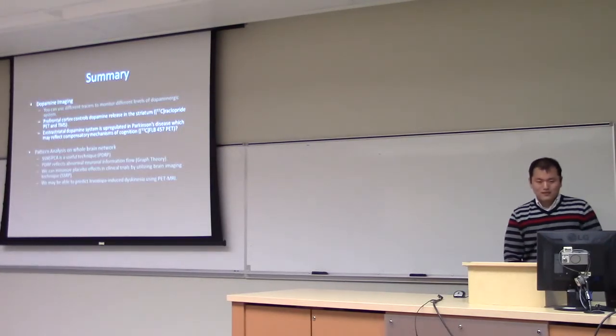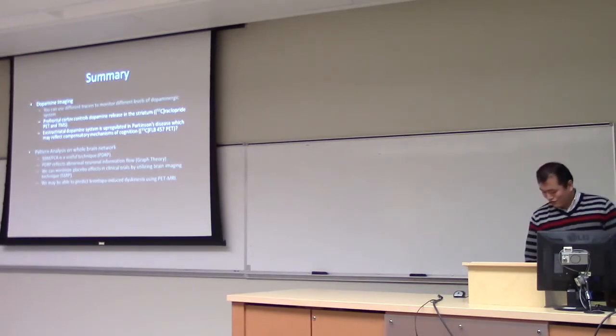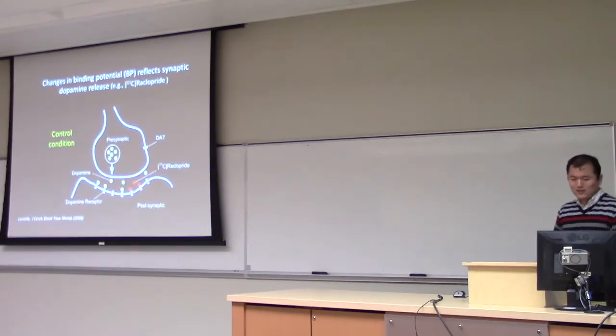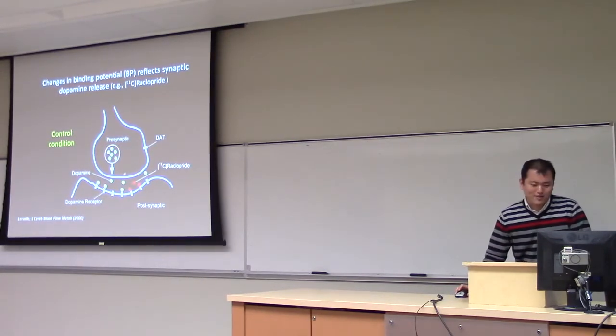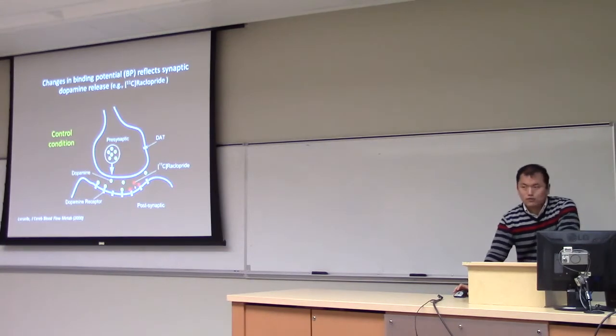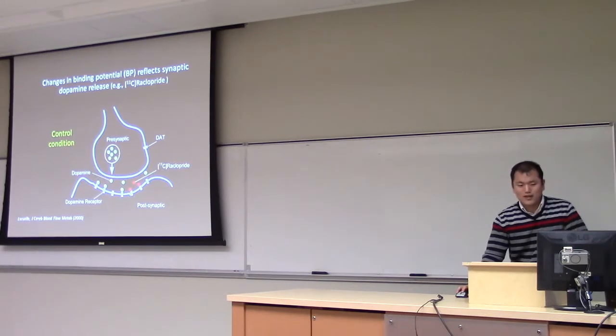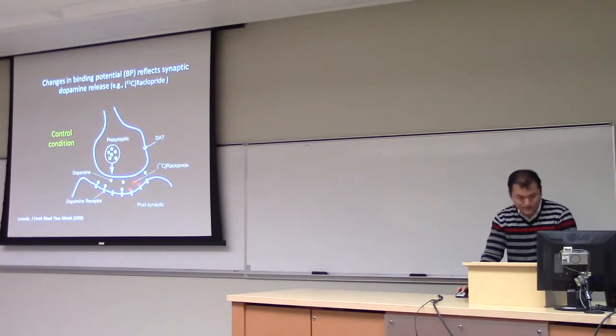So now I'm going to talk about what you can do using this type of technique. I'm going to just give some examples. So this is a synapse, and this is dopamine. Dopamine is released in the synapse, and these red dots are raclopride. So in the control condition, let's say there is a baseline level of dopamine in the synapse. There are 1, 2, 3, 4, 5, 6 dopamine and 3 raclopride. Raclopride now competes with the dopamine to bind to the dopamine receptors. So now raclopride binds to 2 of the dopamine receptors.